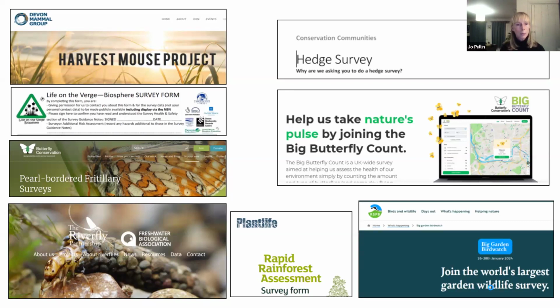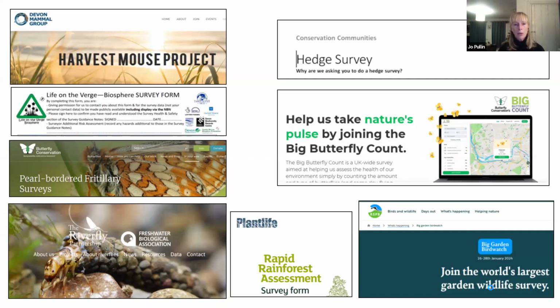And then there's the pearl bordered fritillary surveys, which I think are still being run through the Devon Wildlife Trust tree project that was mentioned earlier. And then with that one, you get a training session, and then you get a dedicated set grid reference to go and have a look at. So it's a little bit more structured, but again, the format is all there for you to join in with.